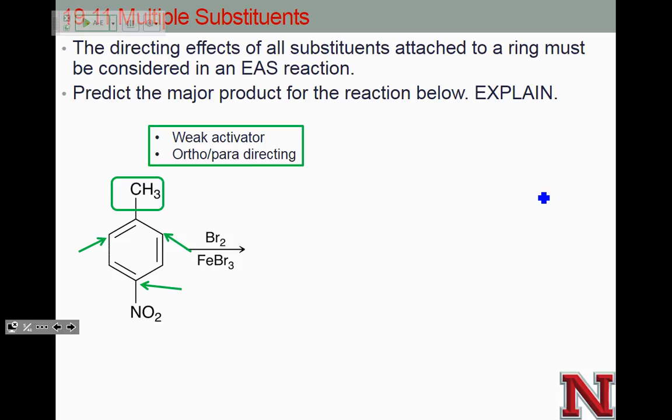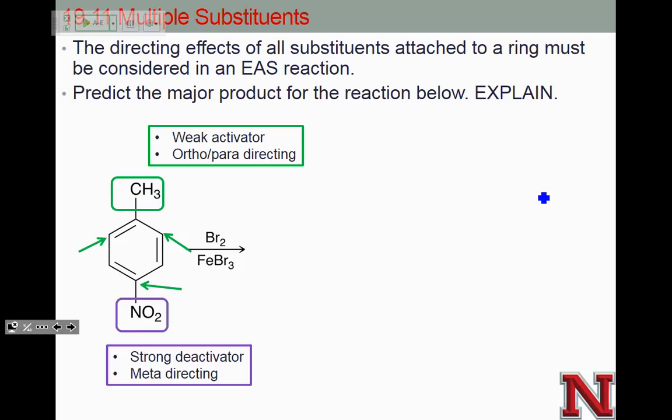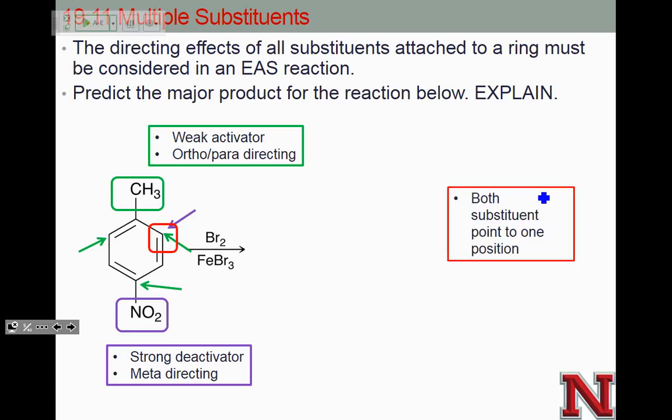Now NO2, that is a very strong electron withdrawing group, and therefore a strong deactivator. Remember, this is going through a carbocation intermediate, so electron withdrawing groups make that less stable. So it's going to be meta-directing. So that's in purple. Now in this case, both functional groups are pointing to the same position. So that's pretty easy. Our position is going to be one of the ortho positions.